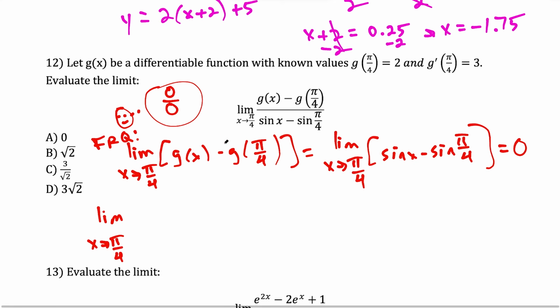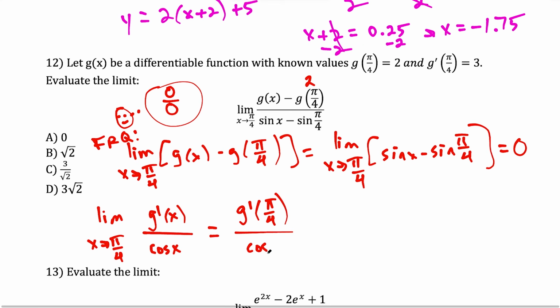We're going to take the derivative of the top, and we're going to get g prime of x. Now, technically, g of pi over 4 is equal to 2, and when we take the derivative of a constant, it's equal to 0. So we're not going to have anything after the subtraction sign. And now the derivative of the bottom, we're just going to get cosine x, because once again, sine of pi over 4 is a constant, and the derivative of a constant is equal to 0. So now we evaluate by plugging in, and we're going to have g prime of pi over 4 over cosine of pi over 4.